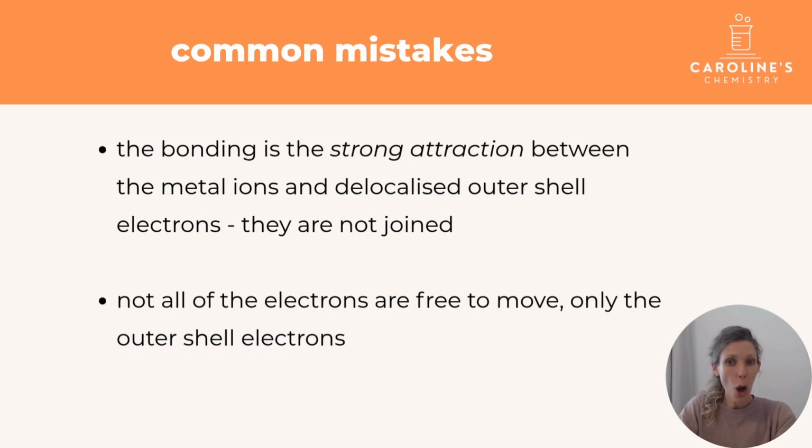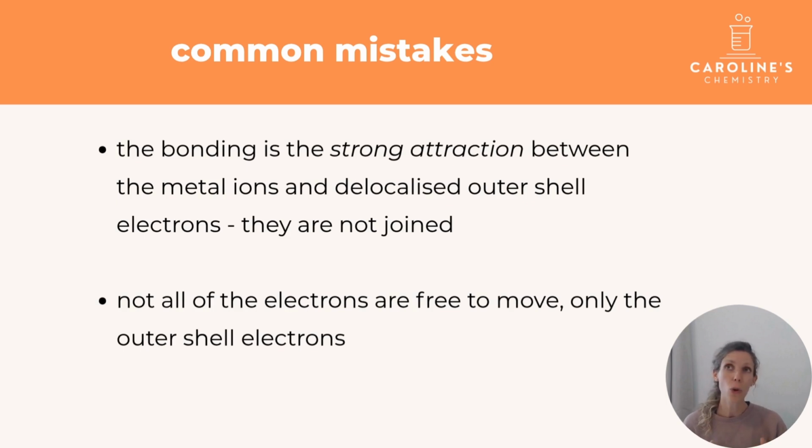So these are the common mistakes. As we've just said, the metal ions and the electrons are not joined together. Instead, we have positive and negative charge there, and it is the strong attraction between them that is the metallic bonding. Secondly, not all of the electrons are free to move.